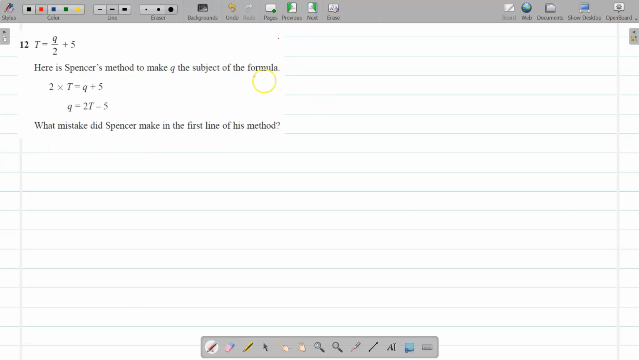Next. Okay, in this question, Spencer has made a mistake. He was trying to make Q the subject of the formula. So he started by timesing everything by 2, which is okay. I'm going to do the same thing. I'm going to put 2t equals, now it's going to be just Q, but it's also going to be plus 10, and he's put plus 5. So what mistake did he make?